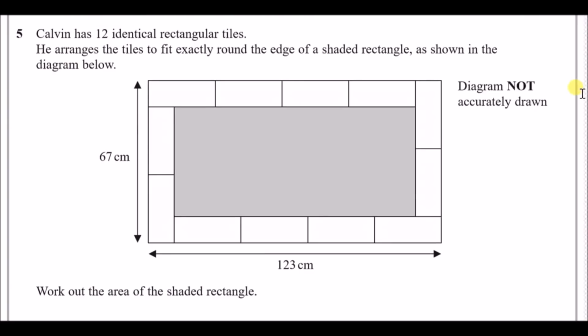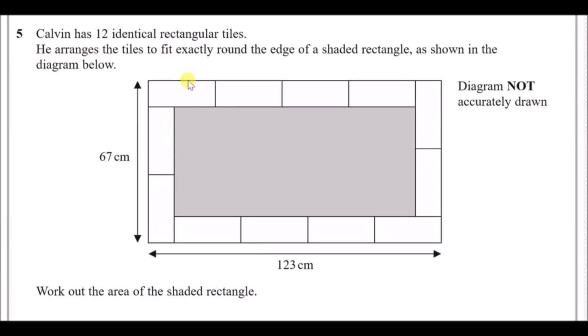Alright, number 5. Calvin has 12 identical rectangle tiles. He arranges the tiles to fit exactly around the edge of a shaded rectangle. So he's talking about these 12 identical tiles that are literally all of these around, yeah? As shown in the diagram below. So we've got 1, 2, 3, 4, 5, 6, 7, 8, 9, 10, 11, 12. Yep, just double checking. So work out the shaded area. Okay, so let's look at it this way, yeah? They all have the same length.